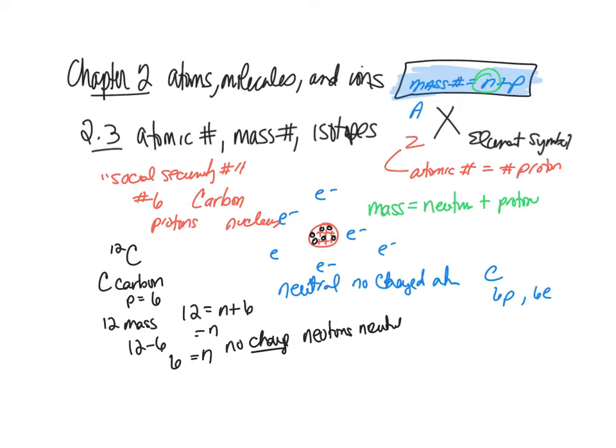Now, if you change the number of protons to 7, now you have nitrogen. And nitrogen's chemical element number is 7. And so if you have something like nitrogen 14, then it has 7 protons and 7 neutrons. And then if it's neutral, it has 7 electrons. So we're going to be doing problems like that.